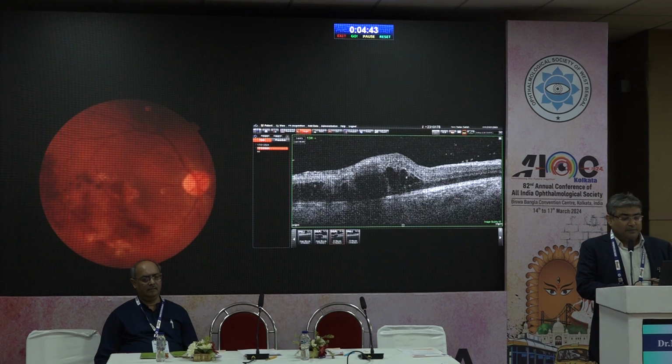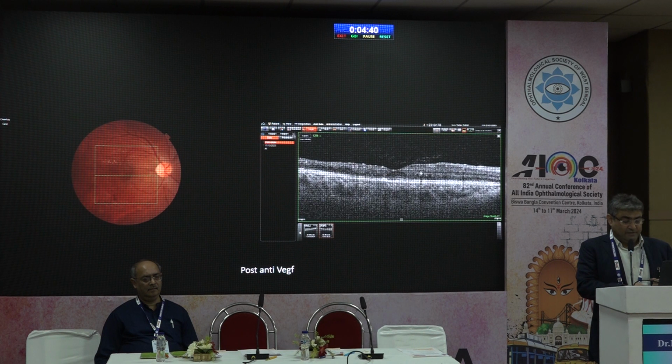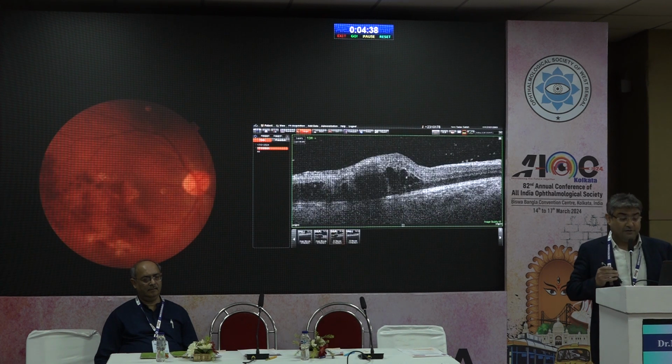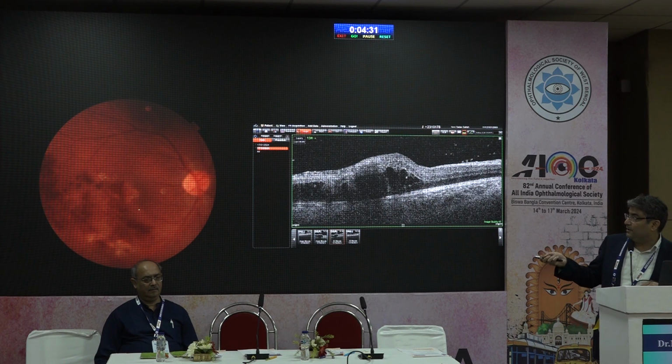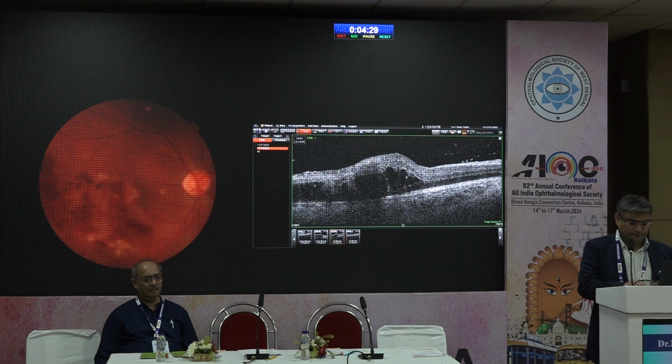So this is another patient, and this was post anti-VEGF. This patient I chose anti-VEGF over steroid because of the hemorrhagic element, as simple as that. And the hemorrhage was spreading right onto the macula.